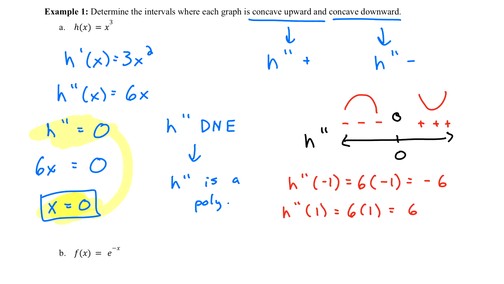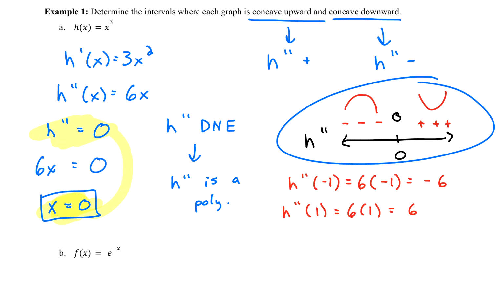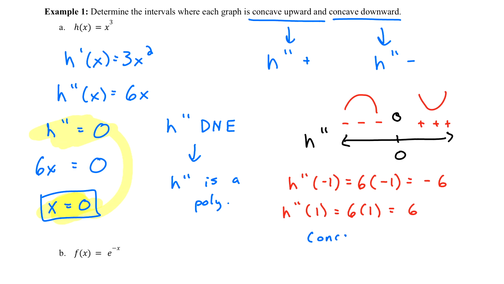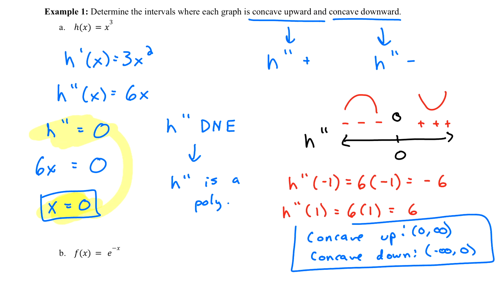So when it comes to summarizing our answer here, we can say, based on our sign chart right here, we know that our graph is concave up on 0 to positive infinity, and it's concave down on negative infinity to 0. That is where my graph is concave up, and that is where my graph is concave down. We're not going to include 0 in either one of those intervals because it's changing concavity there, and that'll actually have a fancy name that we'll talk about later on in this section.